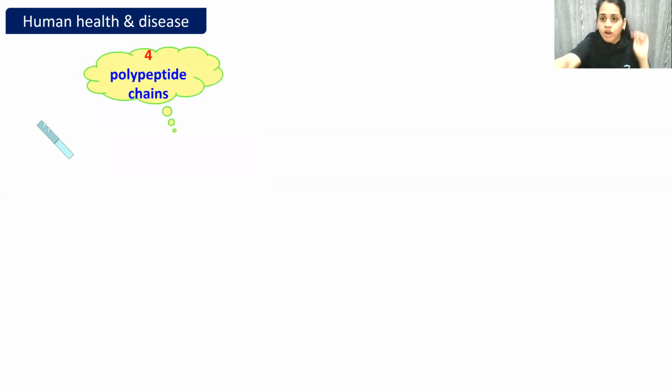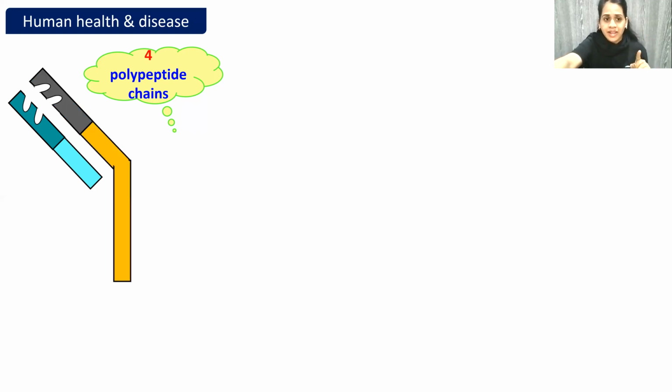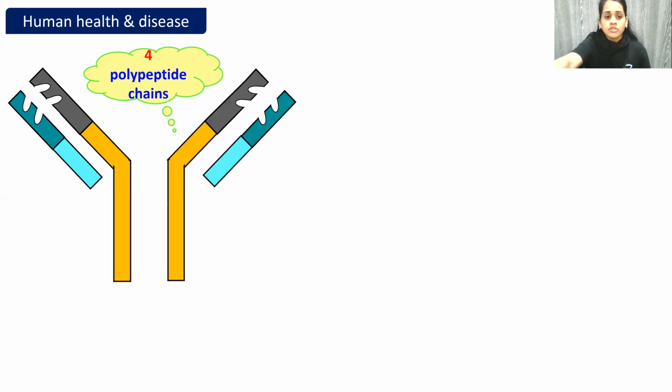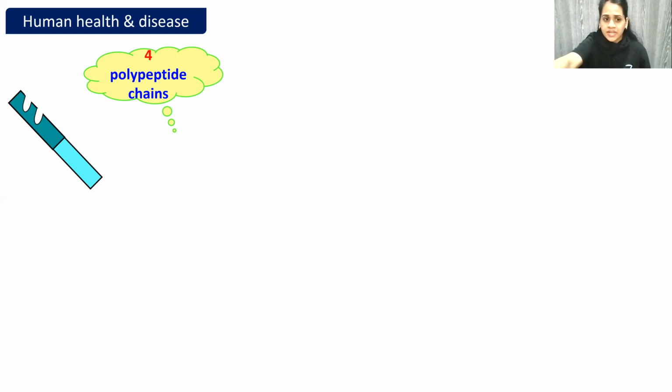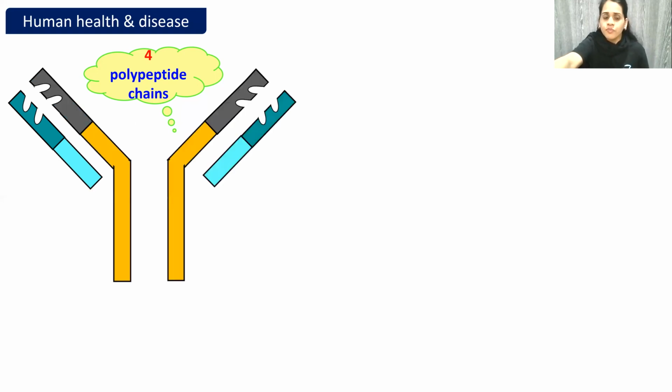Now this Y-shaped structure is formed from 4 polypeptide chains. How many chains? 4 polypeptide chains. This is the first one. Then comes the second one. This is the third one. And this is the fourth one. So this is how 4 polypeptide chains are formed. Can we revise it again? Yes. So the first polypeptide chain followed by the second, then third, and then this is the fourth polypeptide chain, which form a Y-shaped structure.